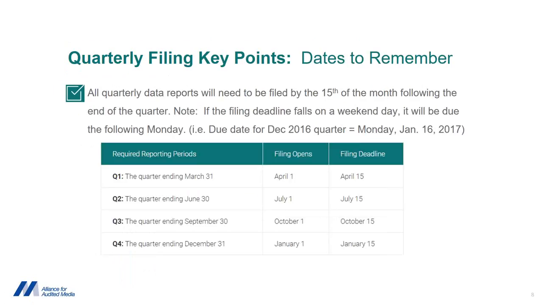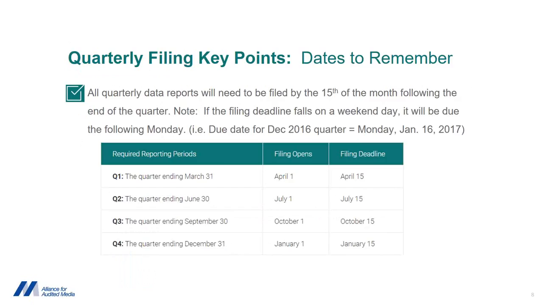So switching over from our 6-month statement filing periods to quarterly filing, there are some dates you really need to keep in mind. So for our March ending quarter, that will be due April 15th. Our quarterly filings are always due the 15th of the following month at the end of the quarter. So what does that mean? For March, it's due April 15th. June, it's going to be due July 15th. September, it's due October 15th. And December is due January 15th.